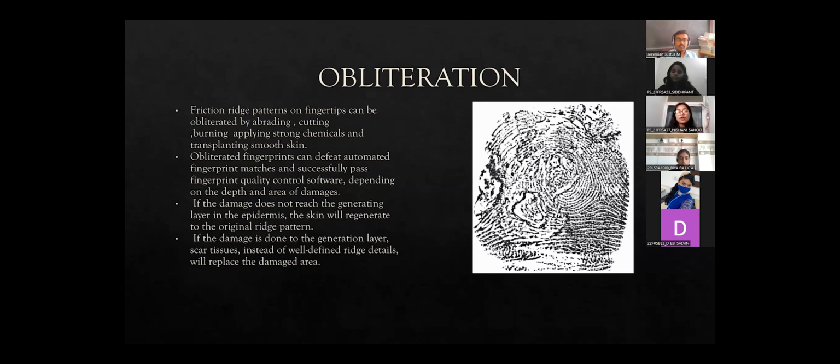So when we talk about this third point, they talk about damage that does not reach the generating layer. The generating layer is about 1 millimeter in depth. And in the last point, if the damage is done to the generating layer, scar tissue will replace the damaged area. Not proper, well-detailed ridge details, but scar tissue will be there. So next slide.